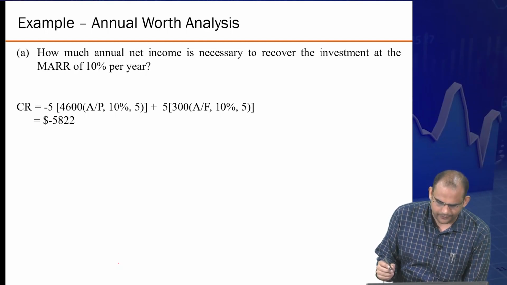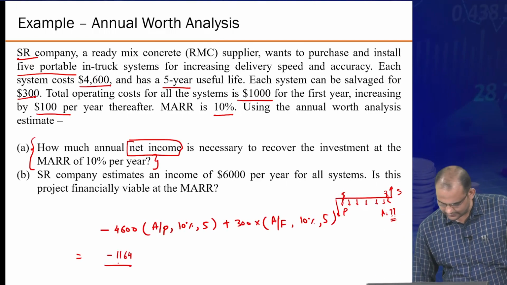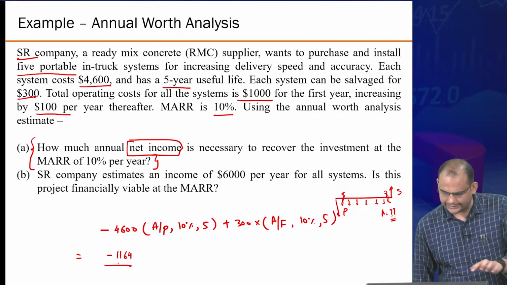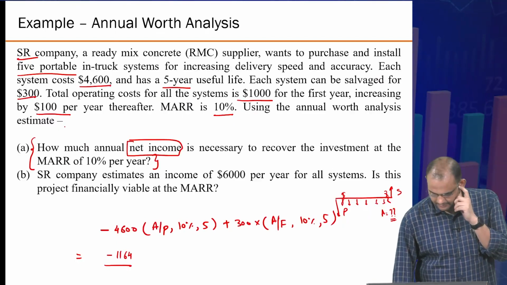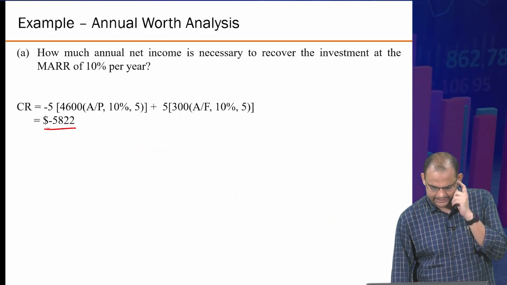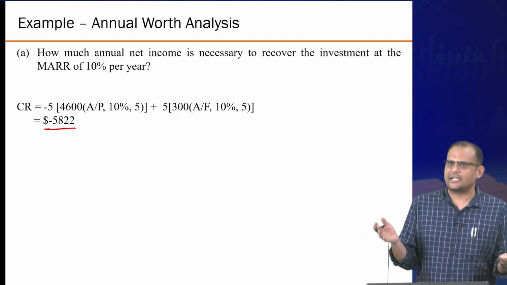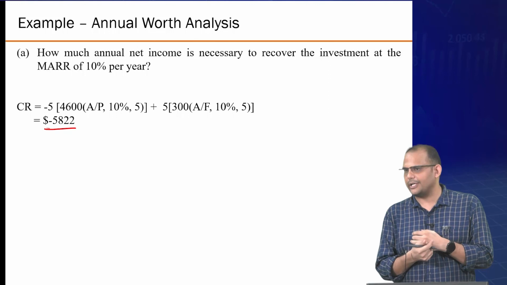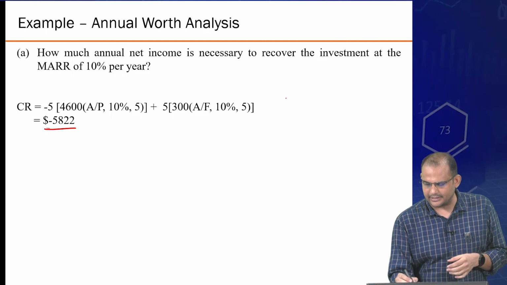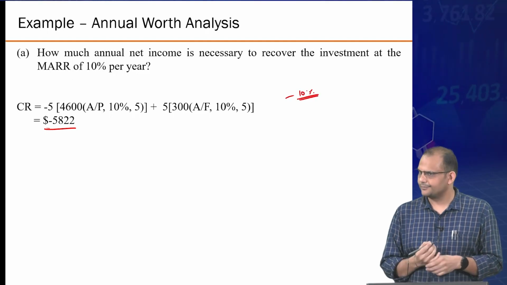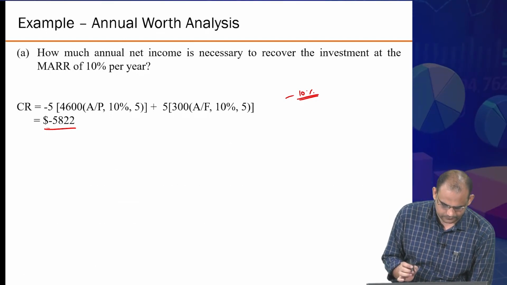Apparently not. Am I wrong? Oh, there has to be a multiplication of 5 trucks. Was the question clear about it? Each system costs about $4,600. Okay, yeah, so you just multiply that value by 5. Hopefully you get the same answer. So for the 5 trucks, this investment has to make at least $5,822 on an average for it to generate some profit at your 10% desired MARR. Clear? Okay.